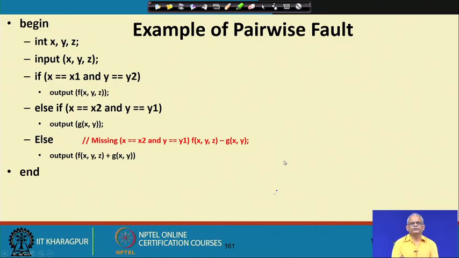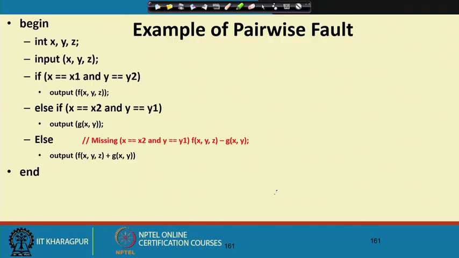In general, we can have n-way testing. We will look at that in the next lecture, and we will look at an example of a pairwise fault at the end of this lecture, and we will stop here, and continue in the next lecture. Thank you.